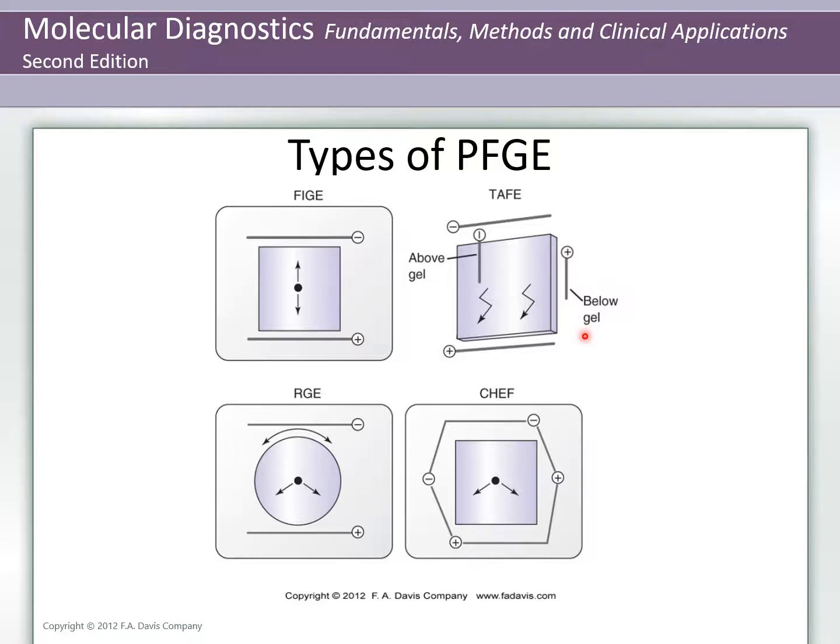Transverse alternating field electrophoresis has a transverse angle orientation of poles on a vertical gel. The contour-clamped homogeneous electric field, CHEF, has alternating polarity in an electrode array. So here you see the positive, the negative, the positive, the positive, the negative. And then finally, rotating gel electrophoresis has a rotating gel with fixed poles. So you can see here.